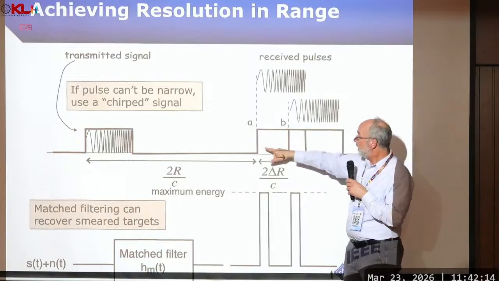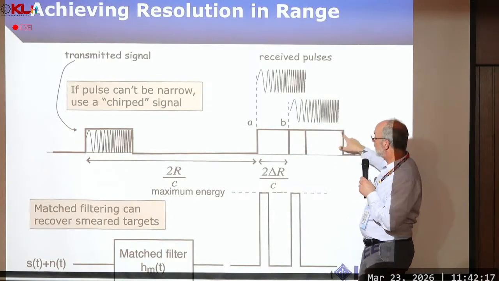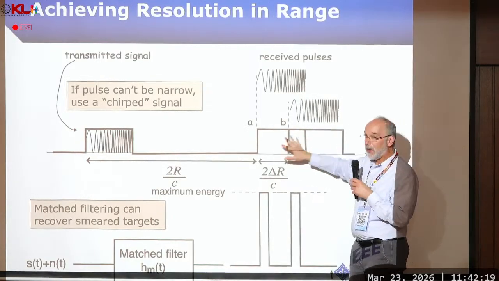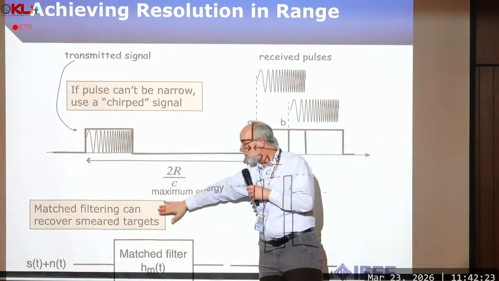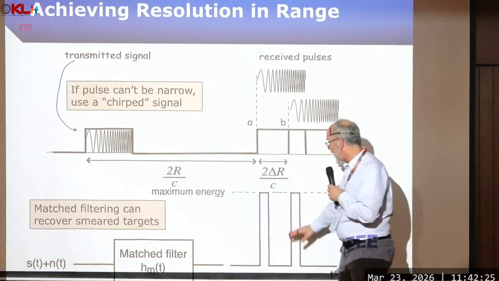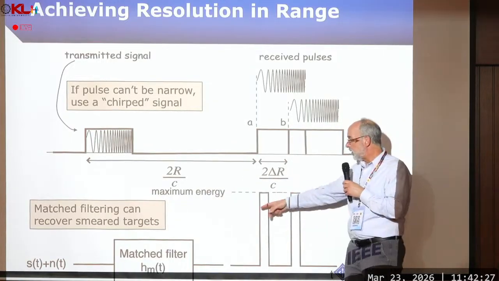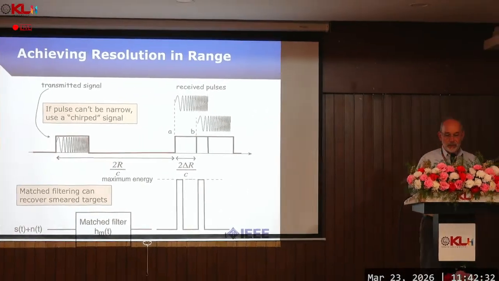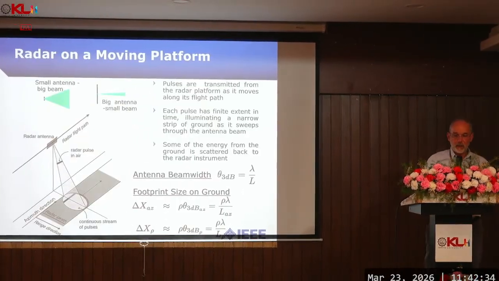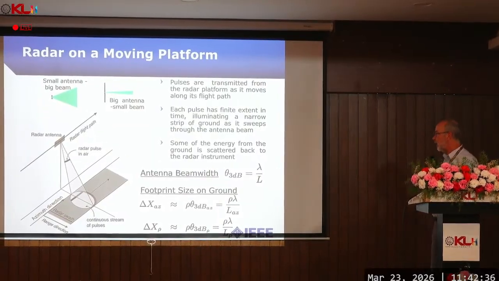So even though these targets, the envelope of these targets are overlapping, by exploiting the frequency diversity using a matched filtering technique, we can create a much narrower pulse. We use frequency content to build resolution. So that's for the range direction.